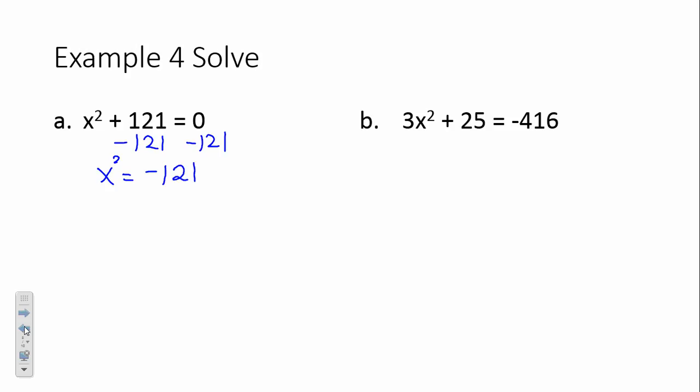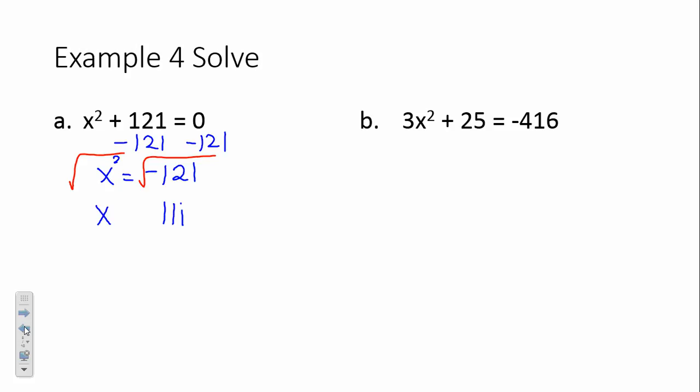Okay, until yesterday, you couldn't do anything about this. You would have to say no solution because we only knew about the real numbers. But now what can we do? Good, square root it. When we take the square root of both sides, we are going to get just plain old x. What will we get here? 11i, and don't forget your negative.